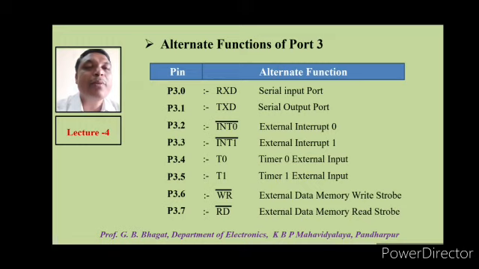These two pins, 3.6 and 3.7, are used for external memory related operations, that is, read and write. These are the various alternate functions of each pin of port 3. We should remember here that each pin of port 3 has a separate function different from the others.